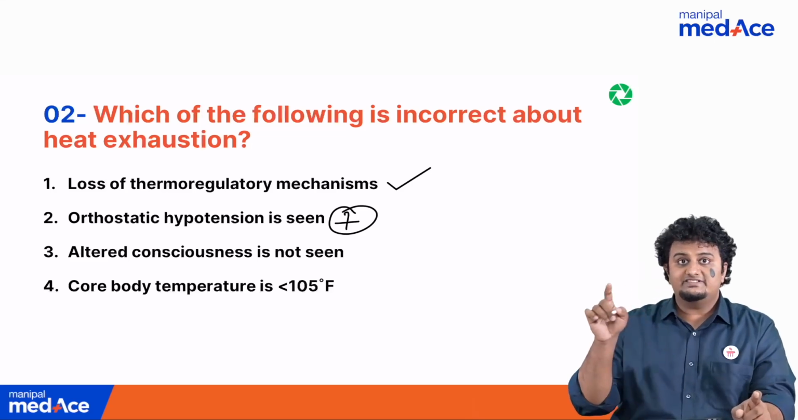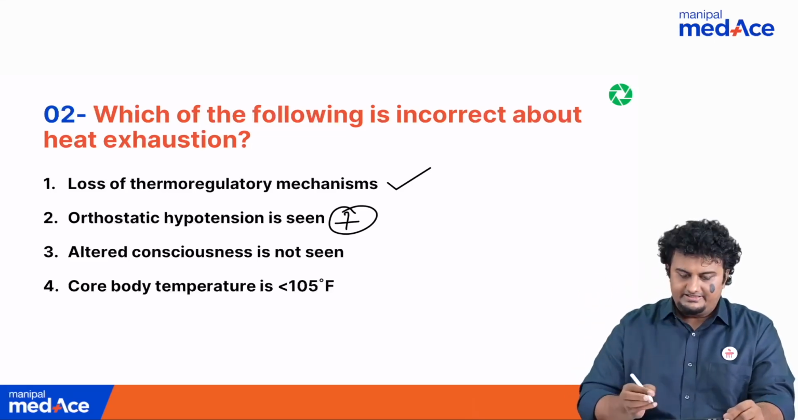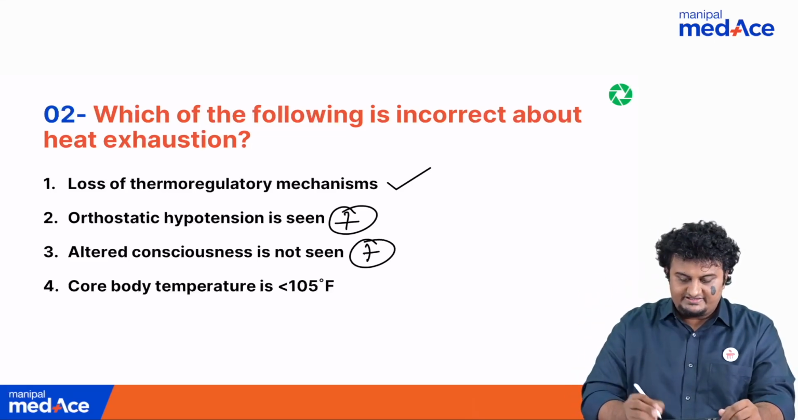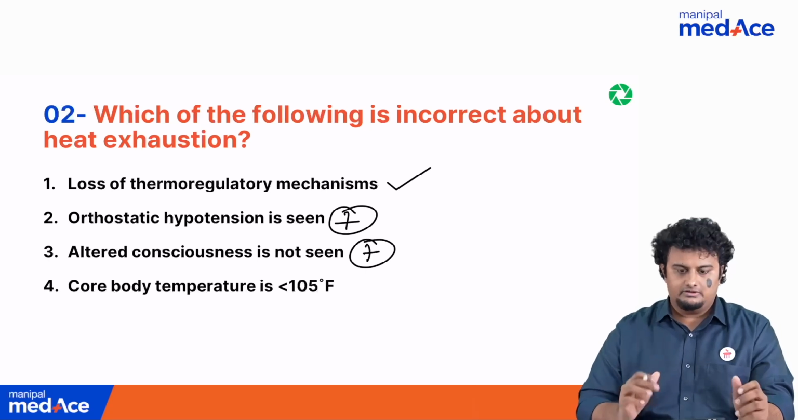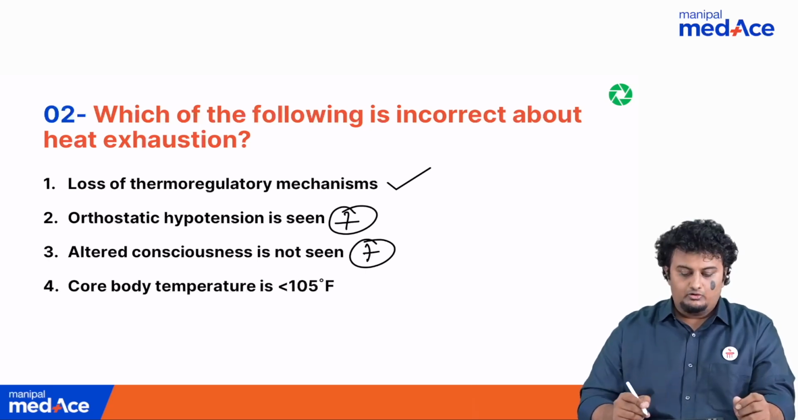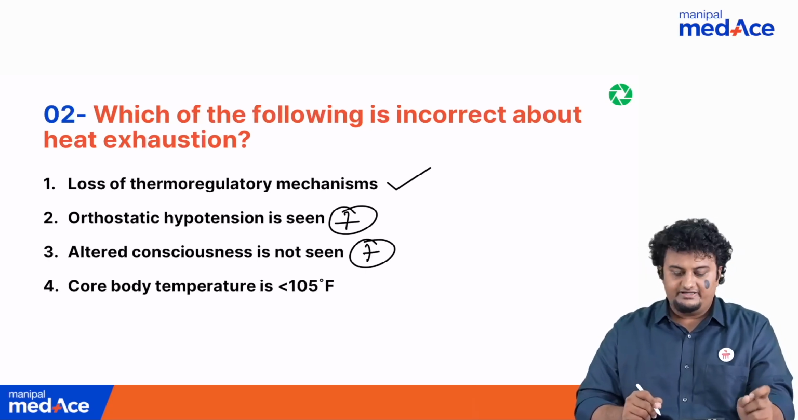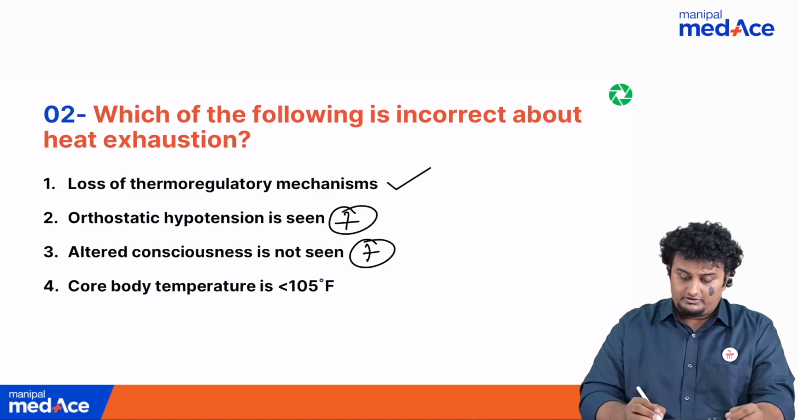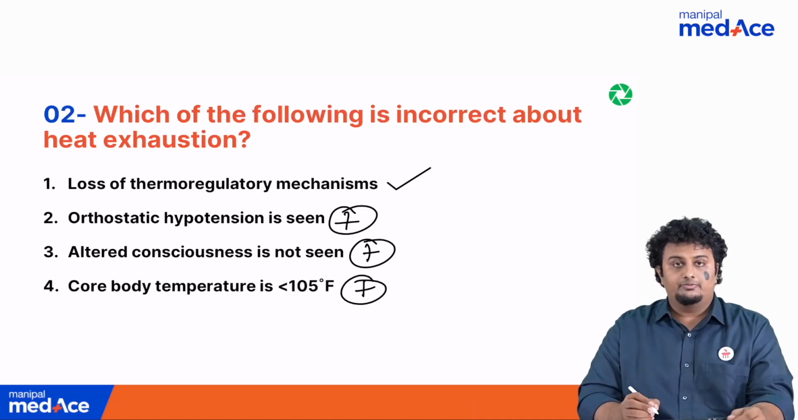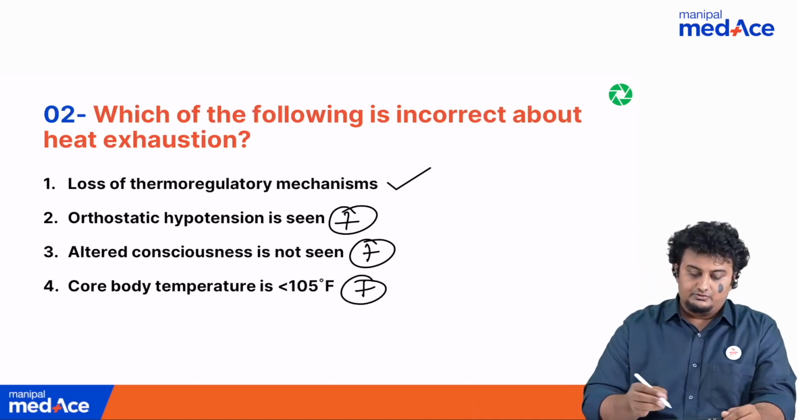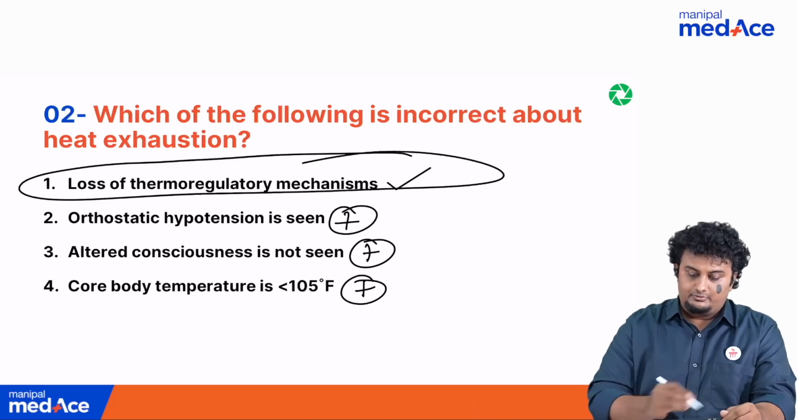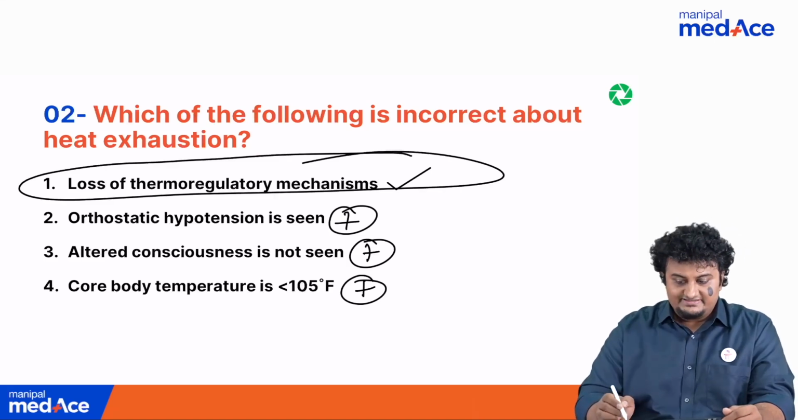Altered consciousness will be seen in heat stroke, but not in heat exhaustion. So this is also a correct statement with regards to the given criteria. Core temperature is below 105 degrees Fahrenheit. This is not correct again, because it would be above this temperature. So the correct answer here would be loss of thermoregulatory mechanisms. Again, this is a time saver question.